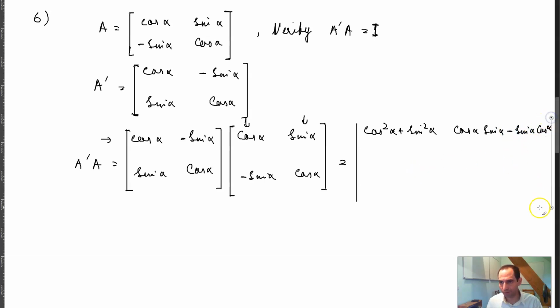Then you have second row, first column, which is sin alpha cos alpha minus cos alpha sin alpha. And then the second row, second column, you have sin squared alpha plus cos squared alpha, and say that this is your matrix.